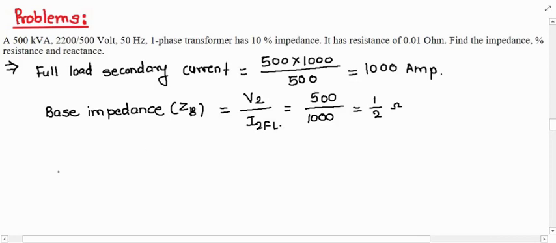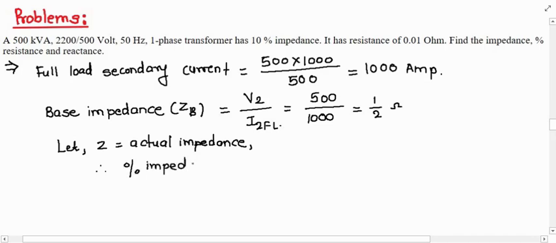Right? Then let Z be the actual impedance. Therefore, by the formula, percentage impedance is nothing but the ratio of your actual impedance and base impedance. My actual impedance is Z and my base impedance is 1/2. So percentage impedance is equal to 2 into Z.